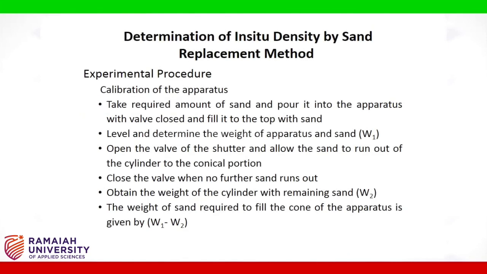Experimental procedure. Calibration of the apparatus. Take required amount of sand and pour it into the apparatus with valve closed and fill it to the top with sand. Level and determine the weight of the apparatus and sand, W1. Open the valve of the shutter and allow the sand to run out of the cylinder to the conical portion. Close the valve when no further sand runs out. Obtain the weight of the cylinder with remaining sand, W2. The weight of sand required to fill the cone of the apparatus is given by W1 minus W2.